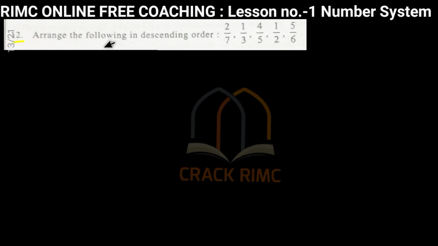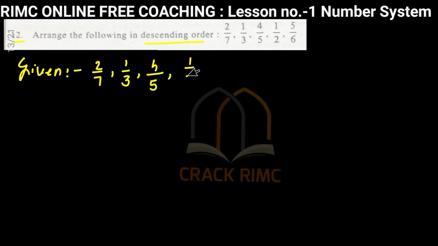Question number 12. Arrange the following in descending order. And we have given 2 upon 7, 1 upon 3, 4 upon 5, 1 upon 2 and 5 upon 6. Okay. So we will write here given 2 upon 7, 1 upon 3, 4 upon 5, 1 upon 2 and 5 upon 6.